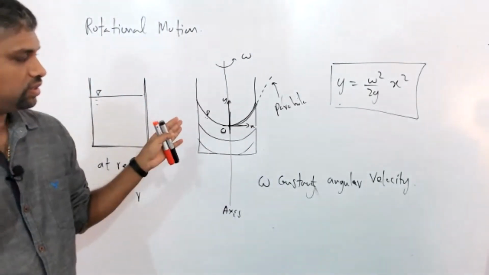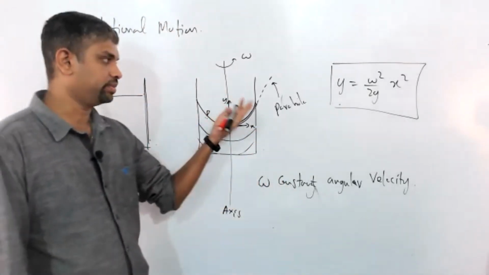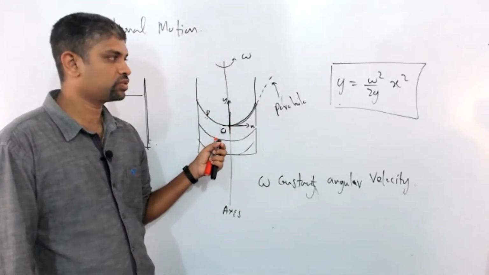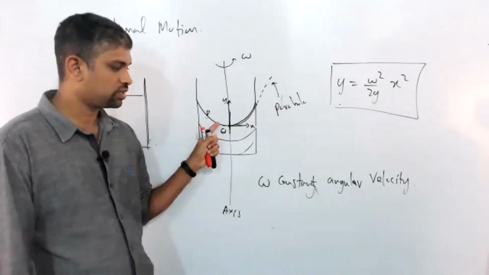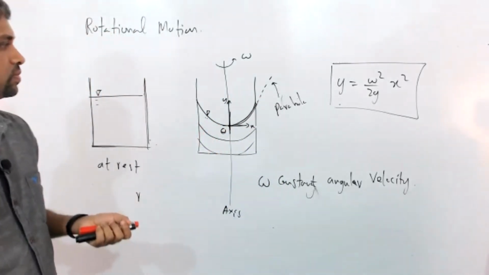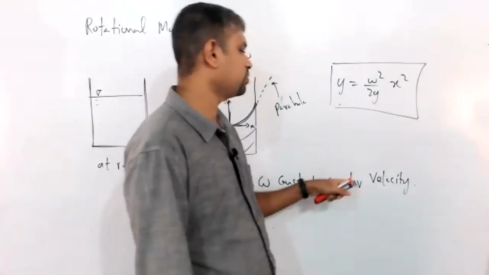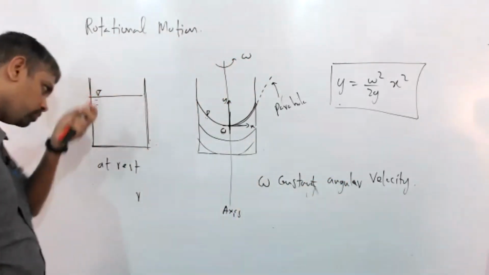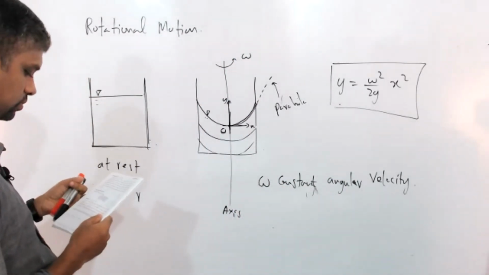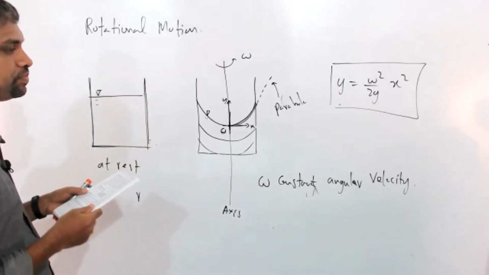The effect is a parabolic curve, a parabolic free surface. The equation of the parabola is given by omega squared over 2g x squared. This is a constant angular velocity situation. The rotational motion is with omega, a constant angular velocity. Everybody try to do example number 10.